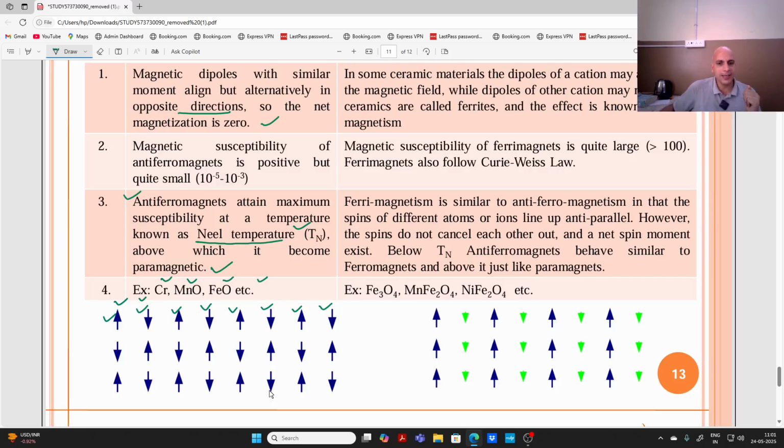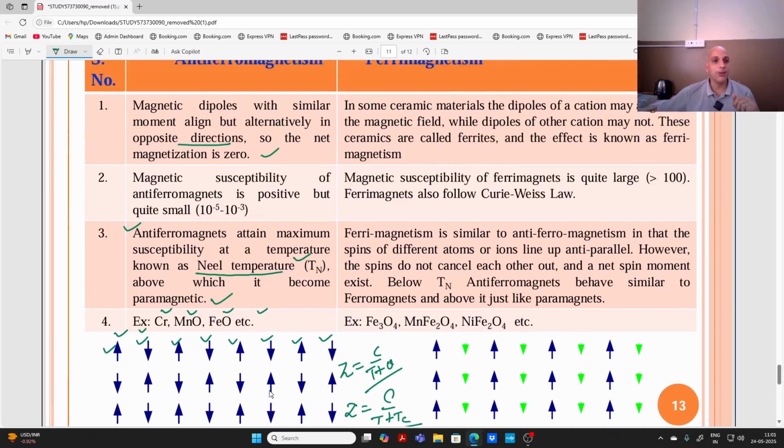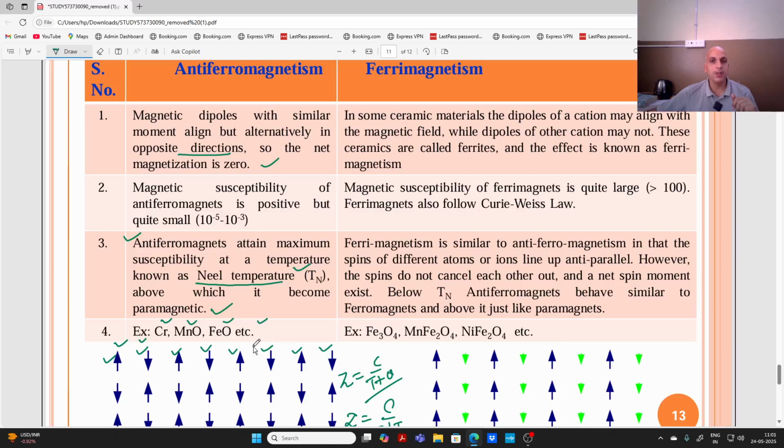In the case of anti-ferromagnetic material, magnetic susceptibility is equal to C upon T plus theta. In the case of ferromagnetic, it was T minus theta. This is known as the Curie-Weiss law for anti-ferromagnetic materials. We will have a plus here; in that case, it was negative. Or I can write zeta is equal to C upon T plus Tc. So this is about the anti-ferromagnetic materials. Examples we must know. Now ferrimagnetism.